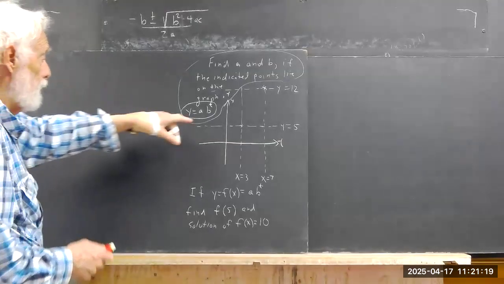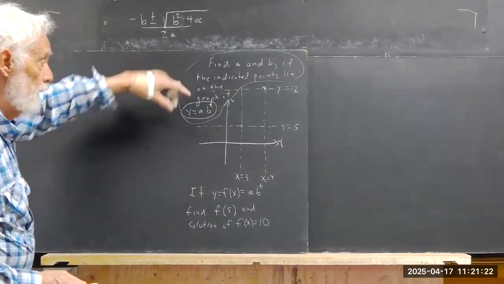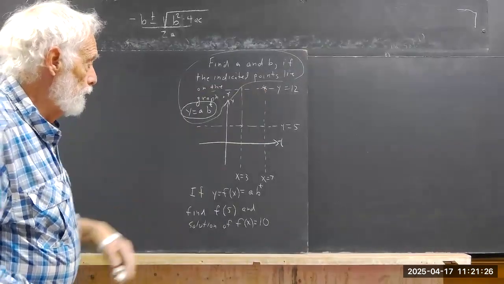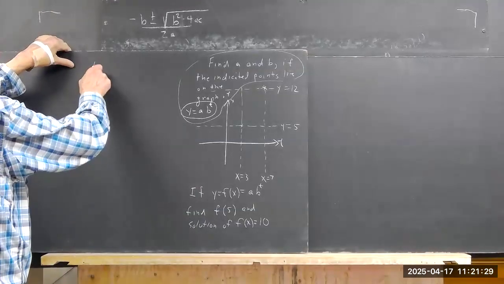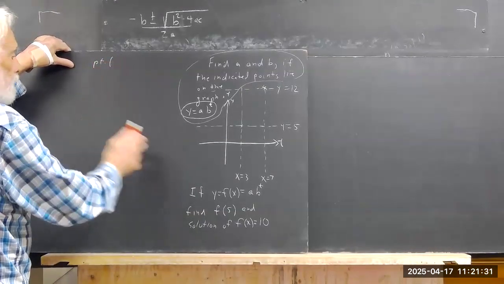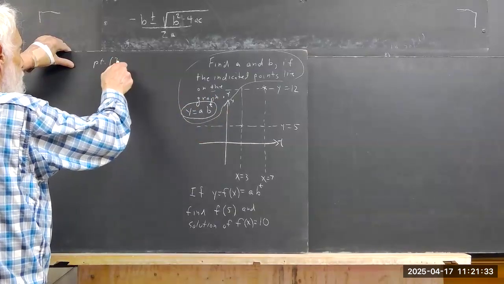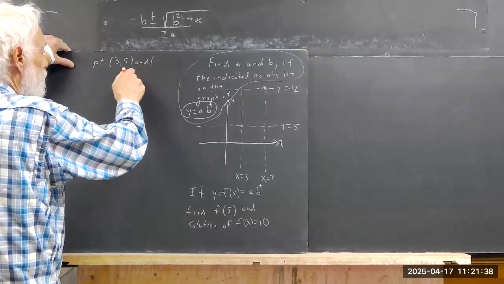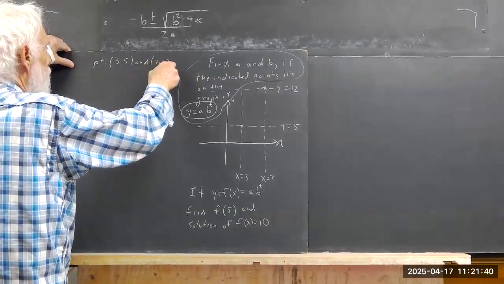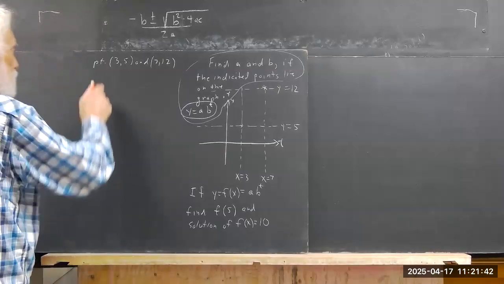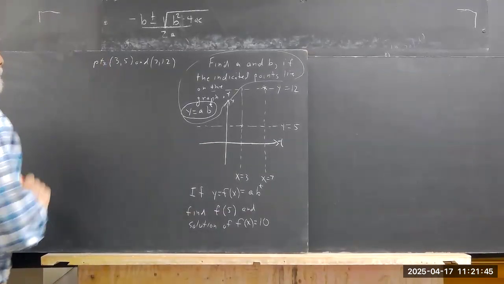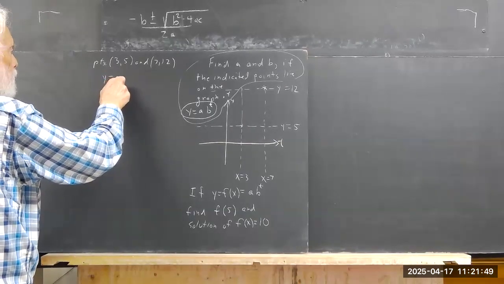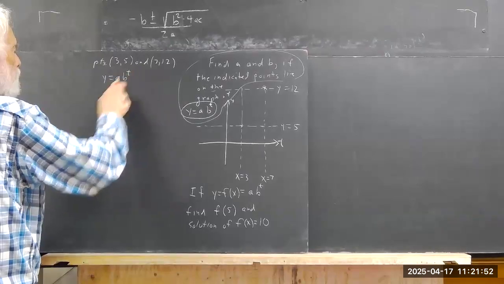So we have y equals a b to the t. We're given that this is our function and these are two points on the function. So the points are (3, 5) and (7, 12). Okay. And y equals a b to the t.